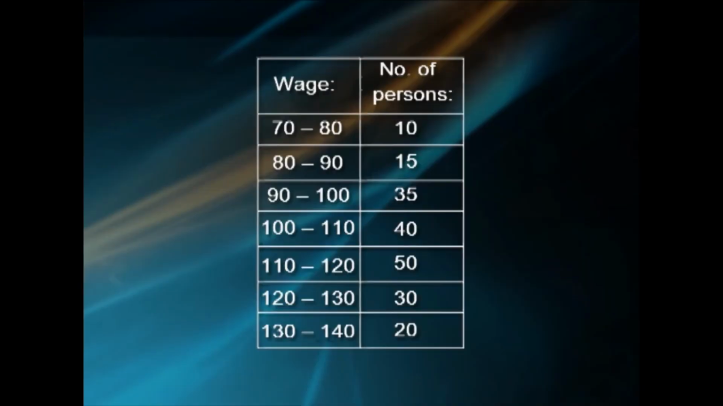Problem. Find out Karl Pearson's coefficient of skewness of the wage distribution of 200 employees of a company. Wage: 70 to 80, 80 to 90, 90 to 100, 100 to 110, 110 to 120, 120 to 130 and 130 to 140. The corresponding number of persons: 10, 15, 35, 40, 50, 30 and 20.